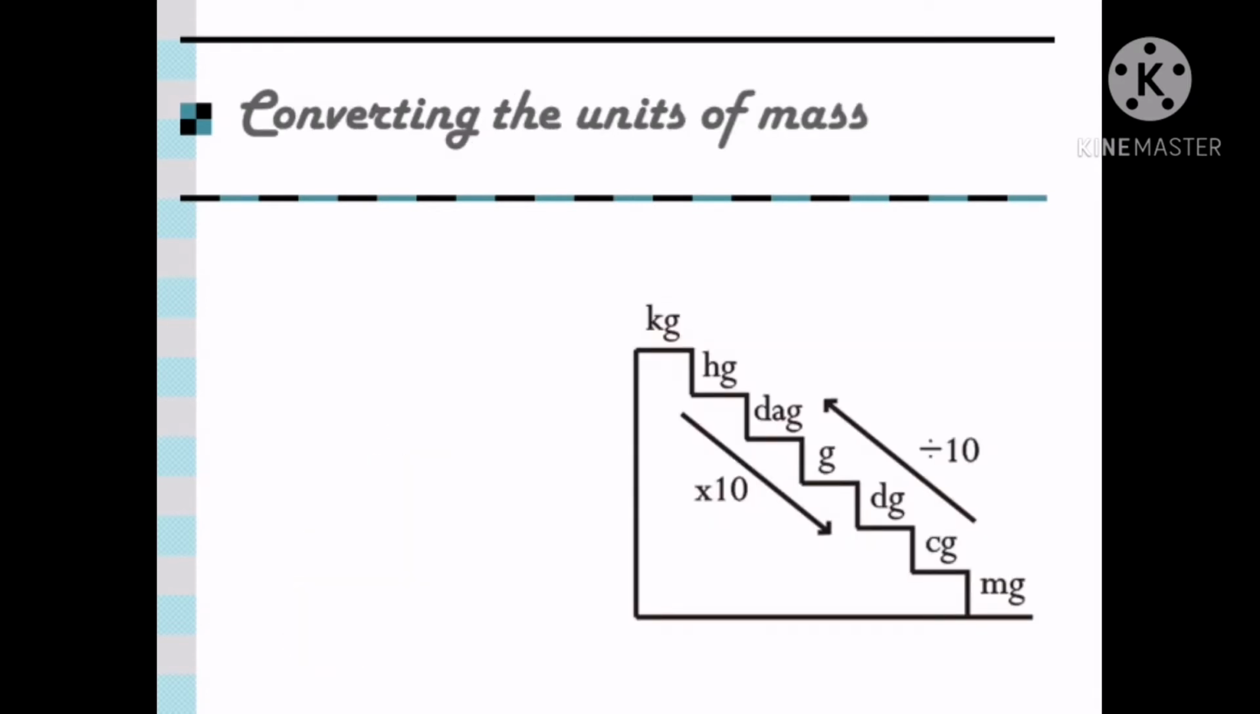Converting the units of mass. 1 gram is equal to 1000 milligrams, because from 1 gram to milligram, you need to go down 3 stairs. So times 1 by 1000, and 1 gram is equal to 1000 milligrams.